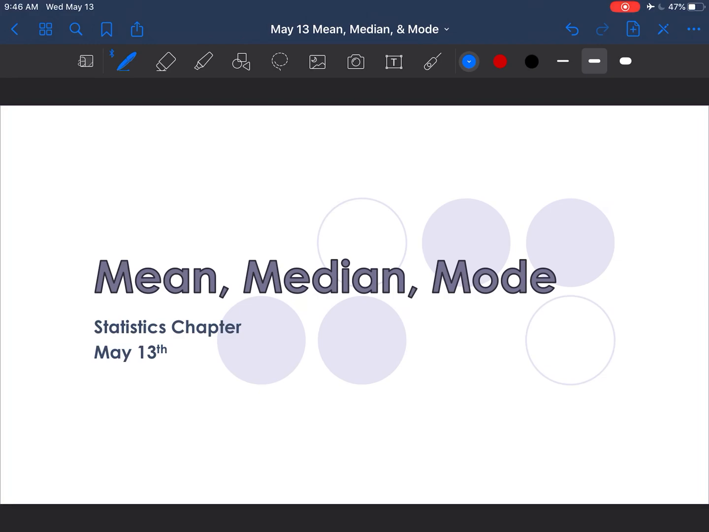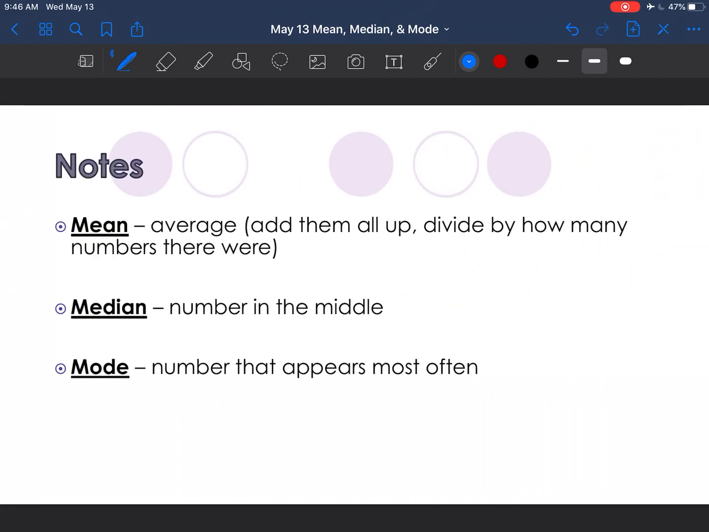So what's left is statistics. So let's start with something easy: mean, median, and mode. You should already be familiar with these because you've seen them in past years. Mean is just another word for average. To find the average, you add them all up and divide by how many numbers there were.